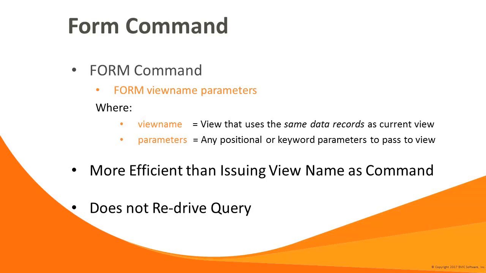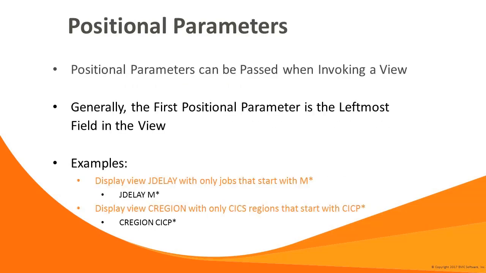We cannot, however, use the form command to display view SYSOVER, that's system overview, because they do not share a common record type. When using the form command, you can pass parameters just like you would when issuing the view name as a command. The form command is more efficient than issuing the view name directly, since it does not request new data. MainView supports the use of positional parameters when invoking a view.